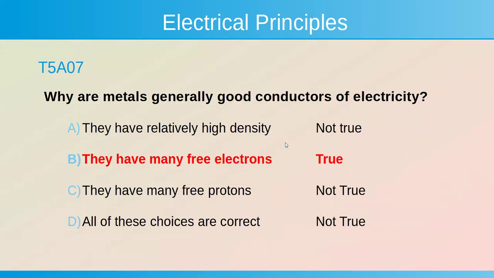So conductors have many free electrons because they're in that overlapping valence and conduction band. There are no free protons. It takes an accelerator to get a proton out of an atom. Not all metals have high density. Aluminum, for instance, is pretty light. Some of the other metals like lithium and things like that are very light, semi-metals.